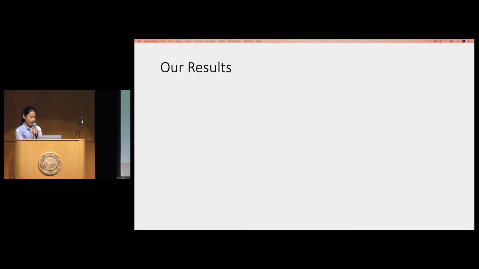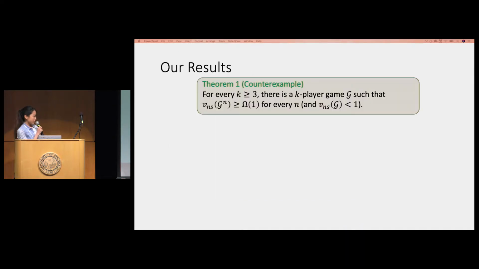So more formally, our results are the following. Our first result is that for every k at least 3, there is a k player game such that the non-signaling value of the n-fold repetition is at least a constant for every n.